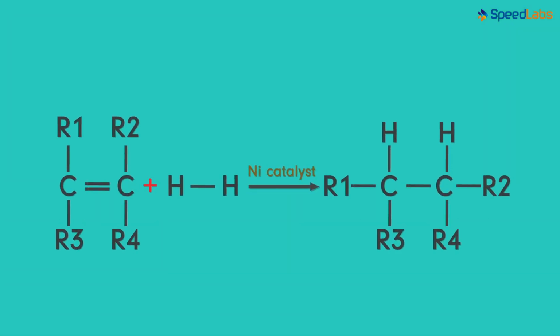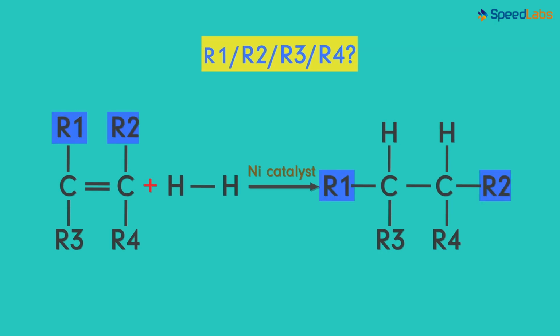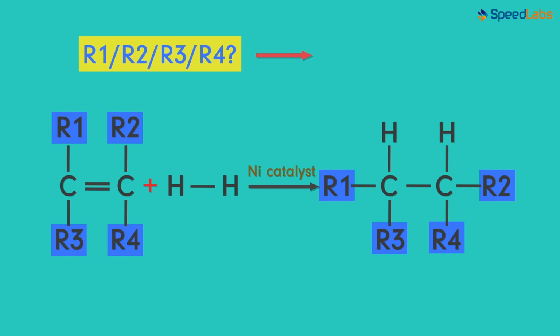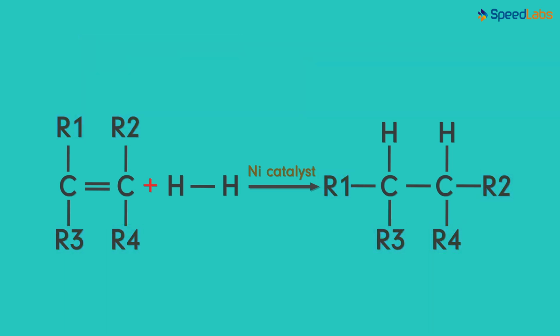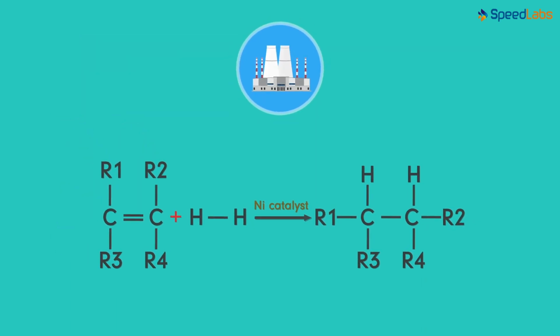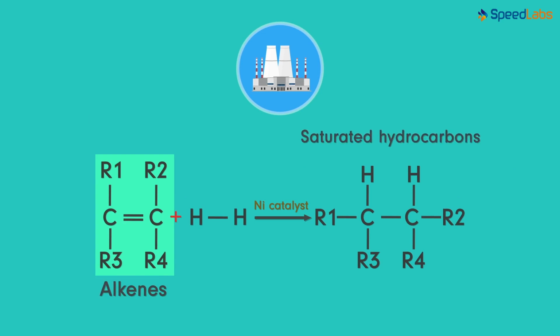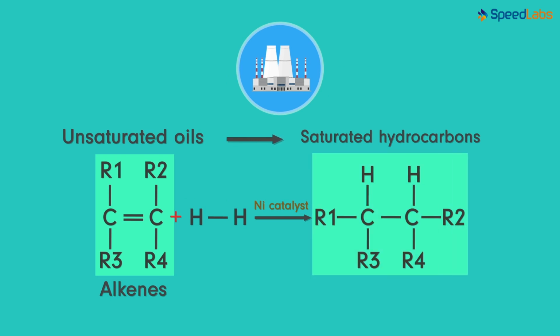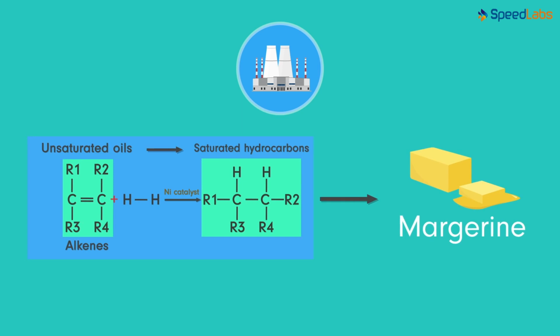The reaction can be represented somewhat like this. What are R1, R2, R3 and R4 by the way? These represent the possible alkyl groups and they could even be hydrogen atoms. Now getting back to the reaction, this is how industries convert the alkenes and alkynes into saturated forms. In other words, unsaturated oils are converted to saturated ones. That's how we obtain useful products like margarine.